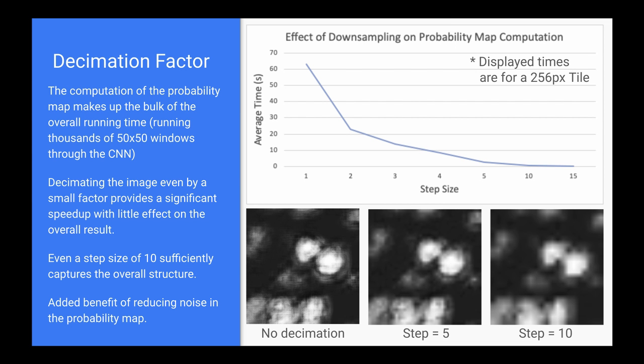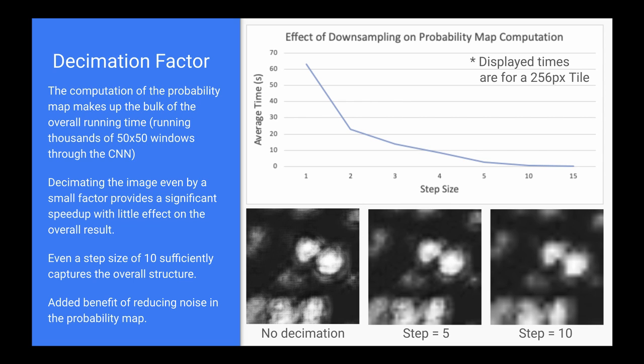So this process of feeding all the tiles through the CNN, there's thousands of these windows, can be very time consuming. So we decided to try and integrate decimation into our system, where instead of taking every pixel for every window, we might take every n pixels for a window. And in fact, we found that this has little effect on the overall result, but does achieve significantly better performance.